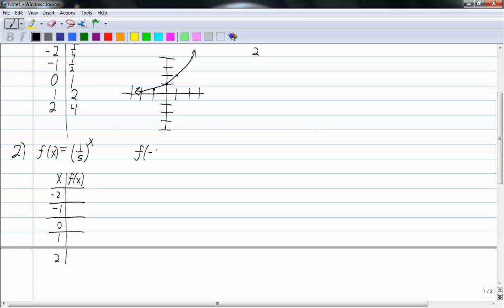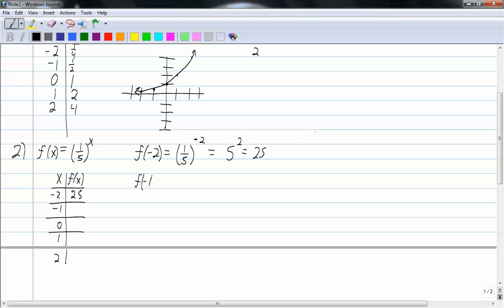So f of negative 2 is 1 fifth to the negative 2 power. And the way that you work that out, if you have a fraction raised to a negative power, you flip the fraction and make the power positive. So that's going to be 5 to the second power. Flip the fraction, it becomes 5 over 1, or 5. 5 to the second power is 25. It's going to be kind of hard to graph 25, but that'll be way, way, way up there.